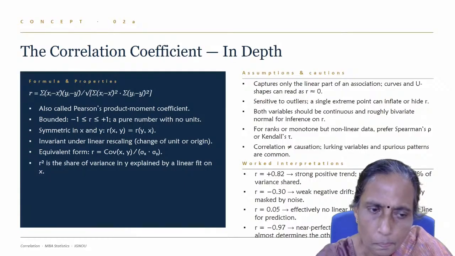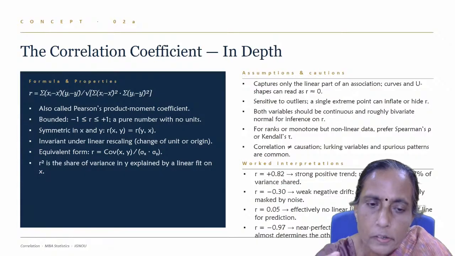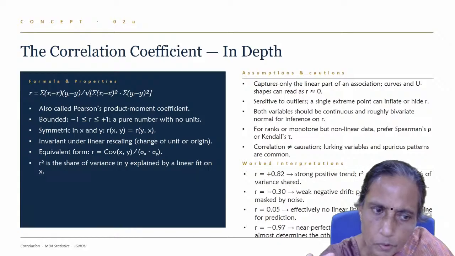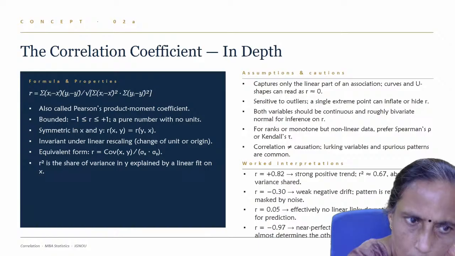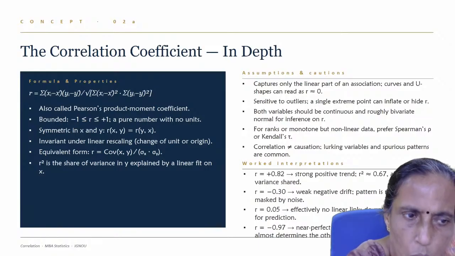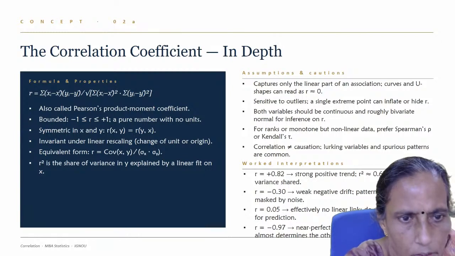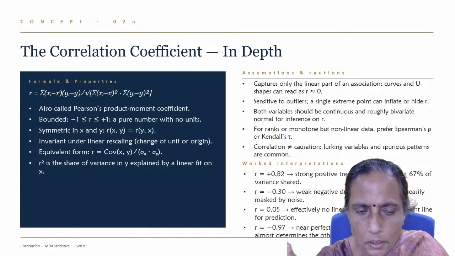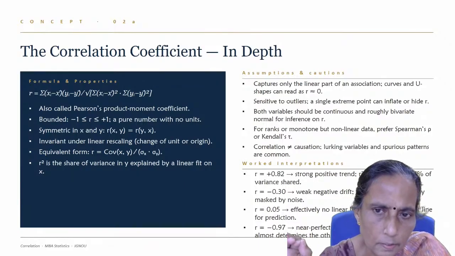An equivalent form is the covariance of x and y divided by the standard deviation of x into the standard deviation of y. This formula can also be written as the correlation coefficient equal to the covariance between x and y divided by the standard deviation of x and the standard deviation of y. And r square is the share of variance in y explained by a linear fit on x.